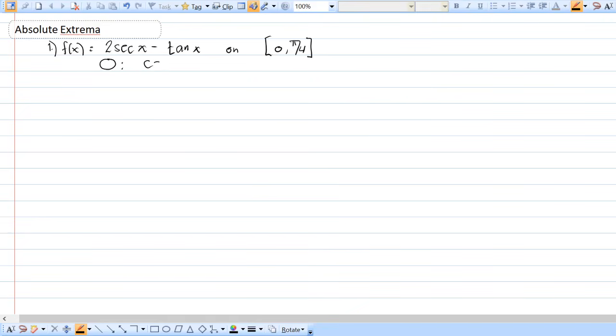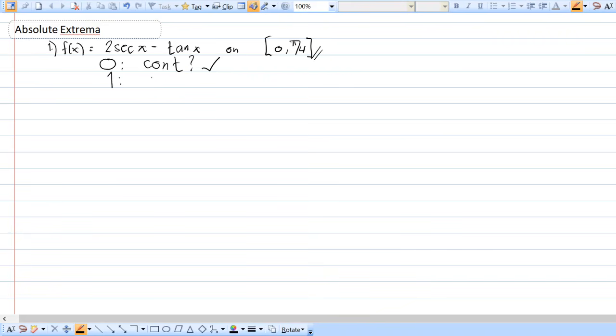Okay, so again, tanungin niyo yung sarili nyo kung continuous ba yung function. Yes, because kasi si secant at saka si tangent, undefined lang yan for odd multiples of pi over 2. Pero wala naman yung odd multiples of pi over 2 dito sa ating given interval. So therefore, yes, it is continuous. Okay? Proceed to step 1.